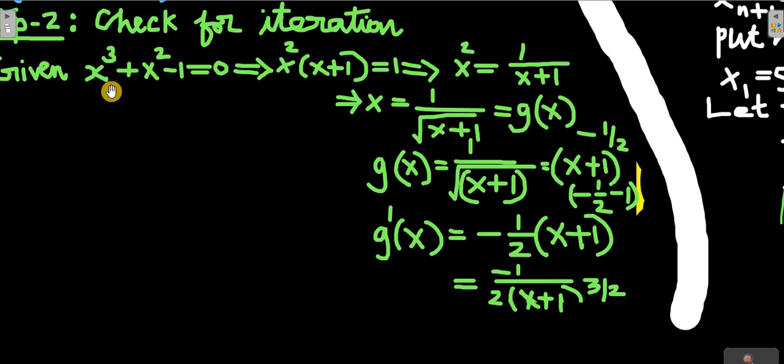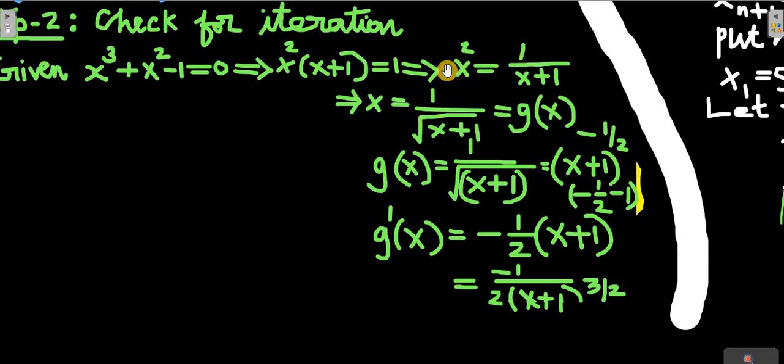Yes, it is possible. Take one x outside, then we can write this like this: x squared outside, x plus 1, which equals 1. This one you bring this side. From this, x squared, divide both sides by x plus 1, you will get this step. Am I correct? Right. From this, take the square root both sides, you will get x equals 1 divided by square root of x plus 1. This is x square equals 1 by x plus 1.